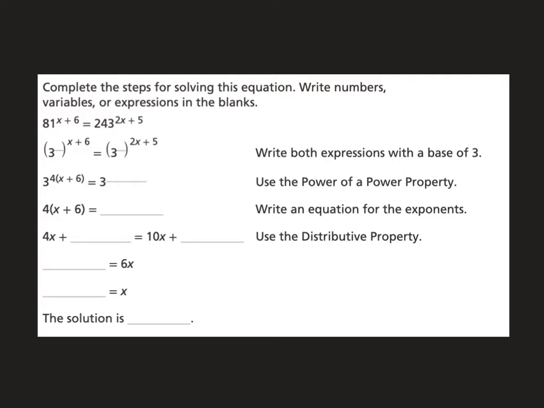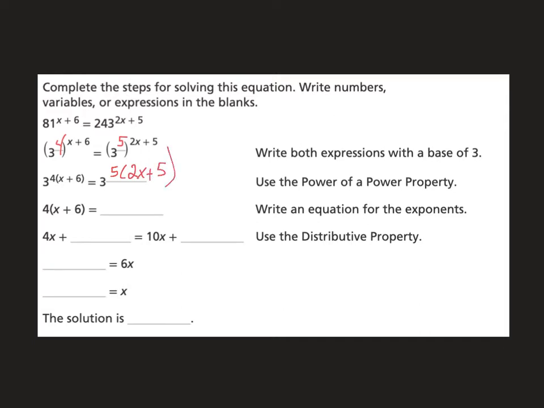So 81 is 3 times 3, which is 9, times 3 is 27, times 3 is 81. So it is 3 to the 4th power. And 243 is 3 to the 5th power. Okay, so now I have 3 to the 4 times x plus 6 equals 3 to the 5 times 2x plus 5.